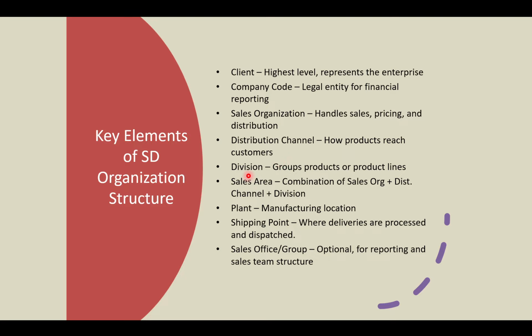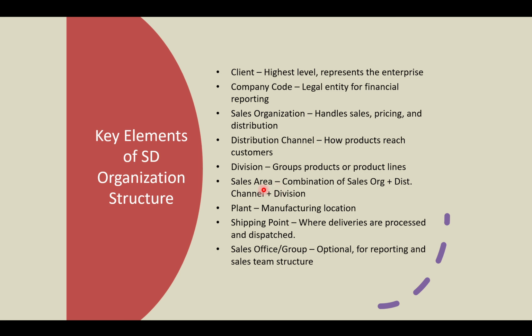And division is a group of products or product lines. Let's say I have an automobile industry, so I will sell both the vehicles as well as the spare parts. Vehicles belong to one division and spare parts belong to another division. So different kinds of parts will be maintained in different divisions.